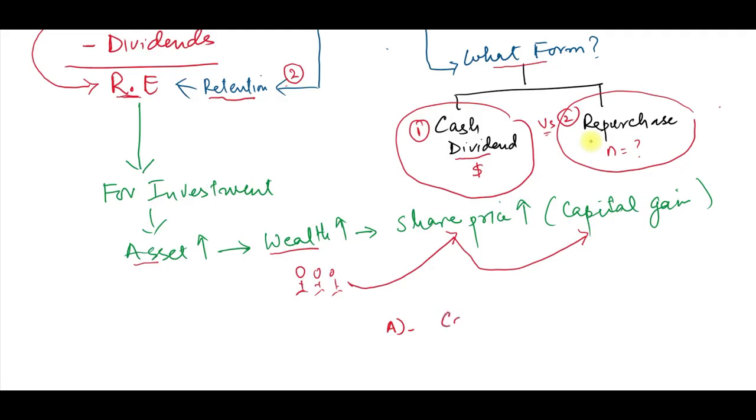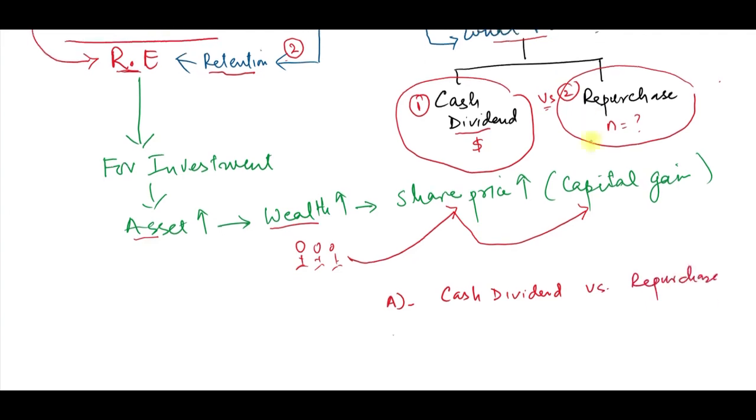is cash dividend. It means we are paying that. Okay, once we have paid that, the discussion should be cash dividend versus repurchase, which one has more effect on the share price. Number two is payout versus retention. These are two major topics. Okay, there are subtopics as well, but these are under these two themes.